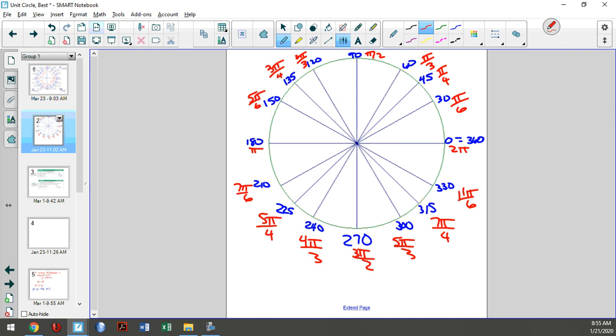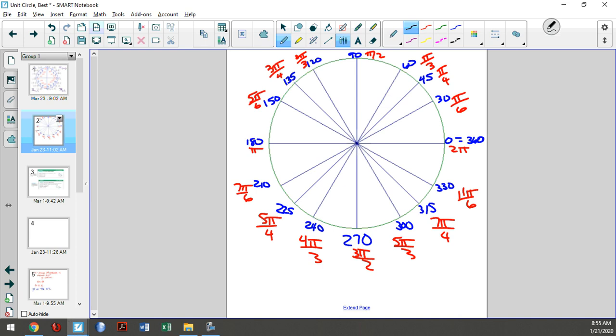Does everybody understand how I came up with all of those radians? Do we get that, yes or no? Excellent. Okay, the next thing I'm going to have you pick up is another color, unless you want to keep doing it in pencil. We're going to do our quadrants.